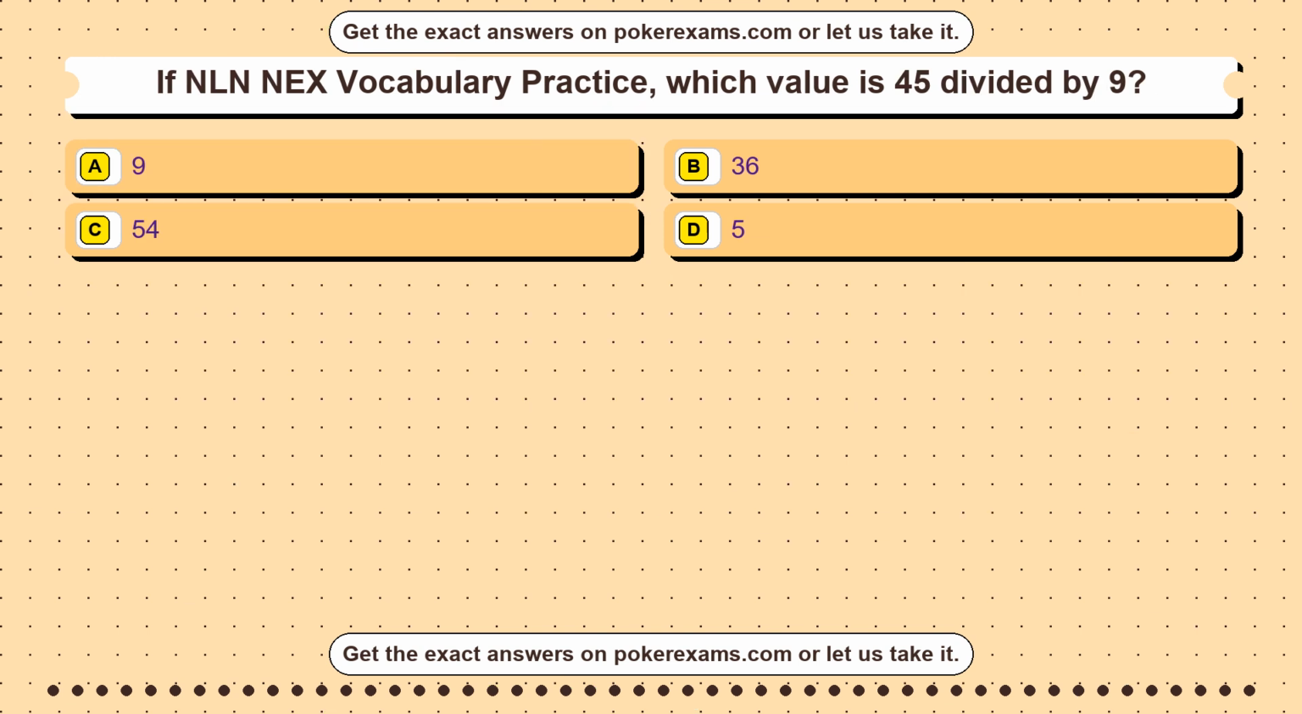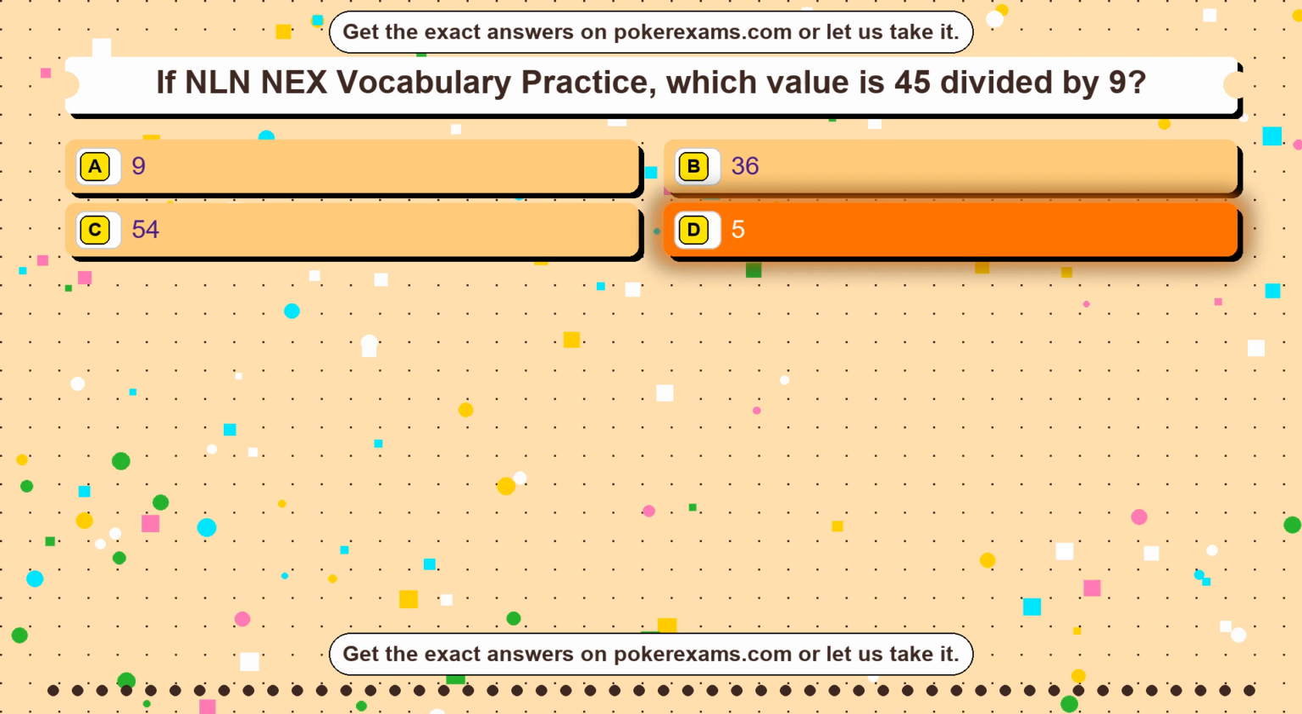Question 10. If GED test prep, which number is the median of 2, 5, 9, 10, 14? Option A, 9. Option B, 10. Option C, 14. Option D, 5. The correct answer is option D.